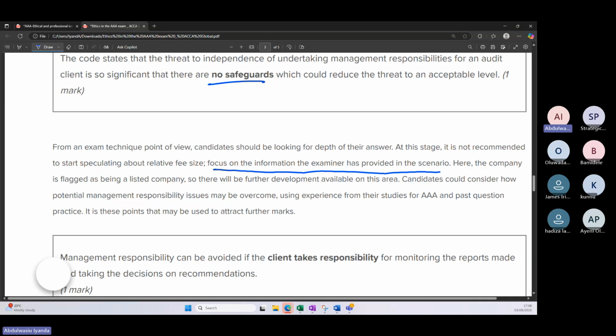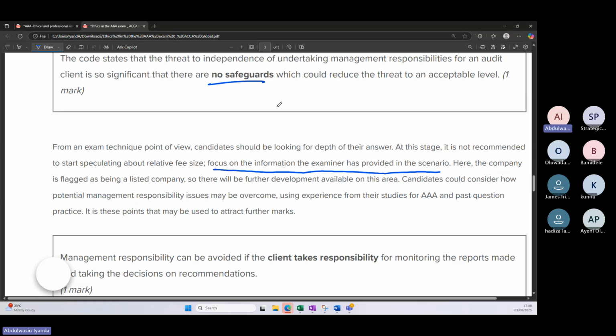So you can see what the examiner is also saying, because you can go to the website. I just copied it like 5 minutes before the class. It's already there. Focus on the information provided in the scenario, that there's a management task. Okay.